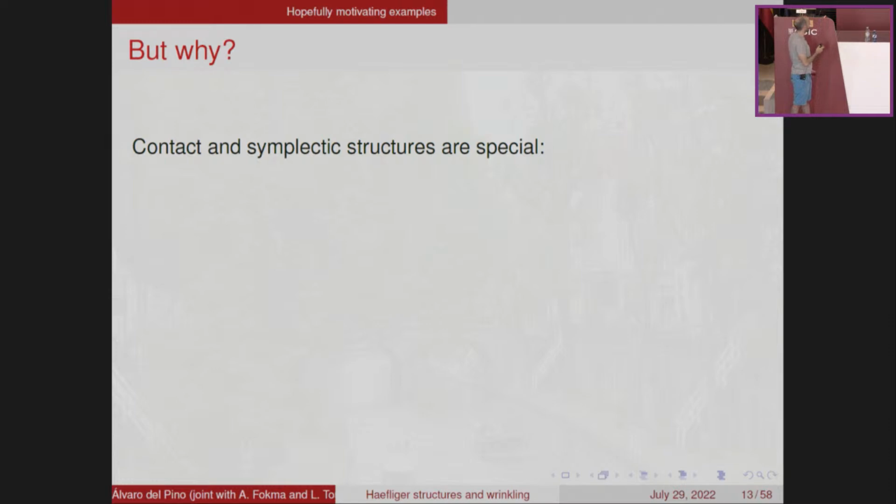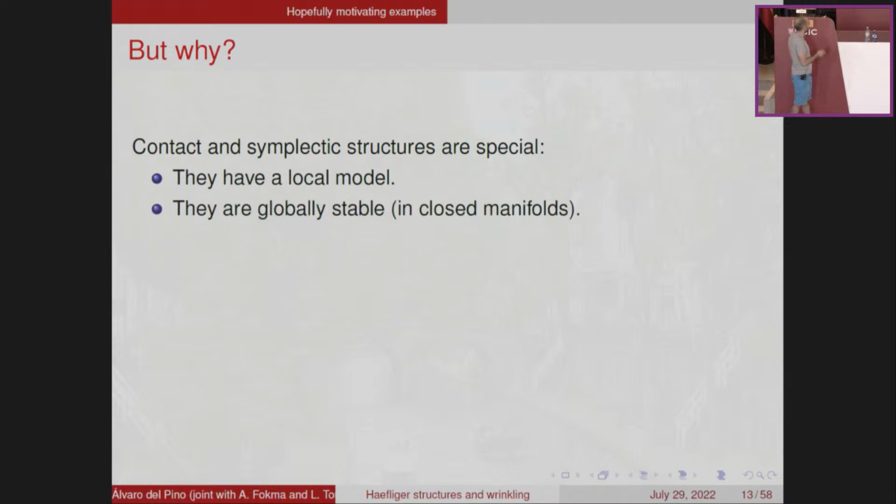So for instance, let me give you a list. Contact and symplectic geometries have a local model, but many geometries do. This is maybe not the most special thing. Much more special, they're globally stable on closed manifolds, so you have Gray and Moser stability. That is really, really rare. They have a ridiculous automorphism group, right? Symplectomorphisms and contactomorphisms are groups that in many ways are like the diffeomorphism group. There's a lot of stuff.